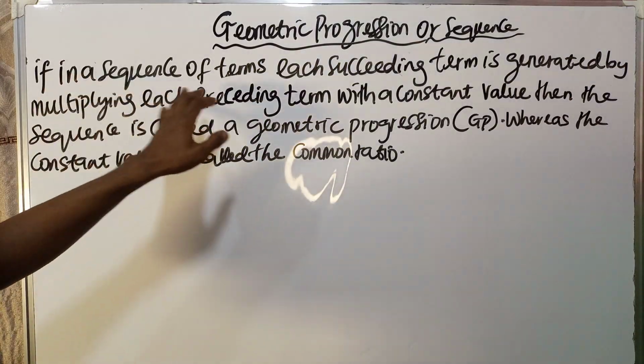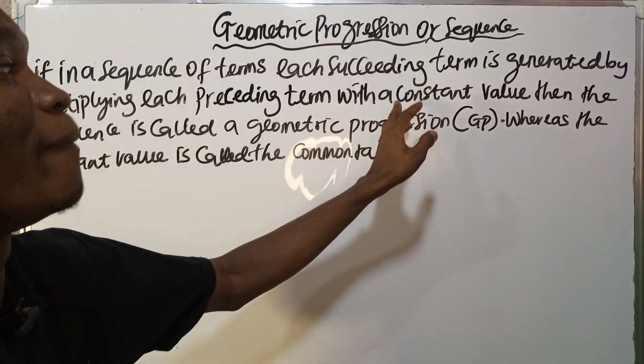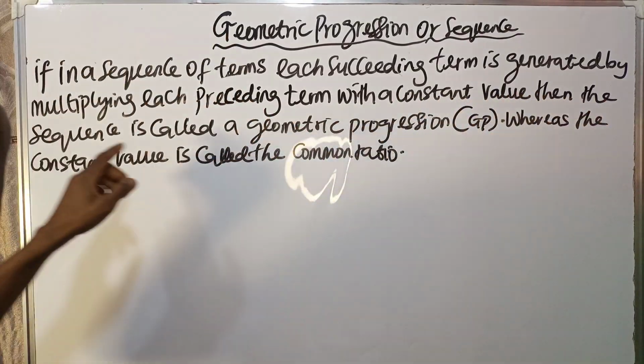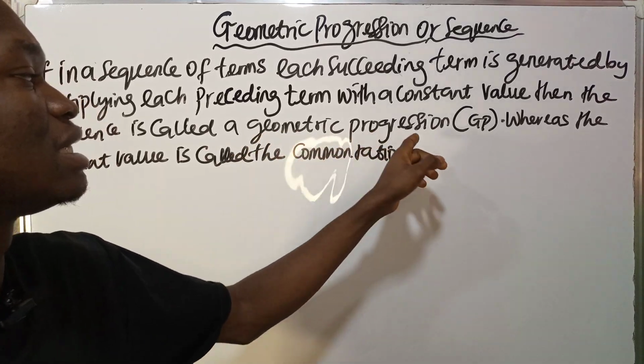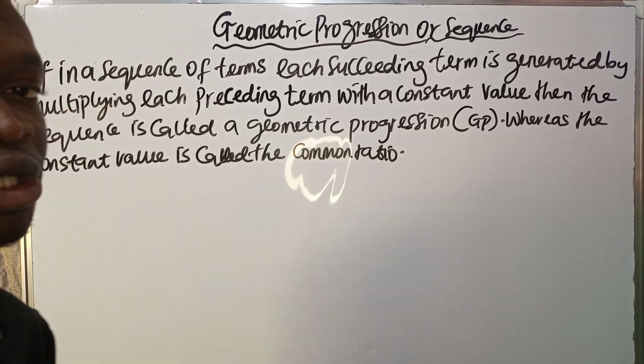They say if in a sequence of terms, each succeeding term is generated by multiplying each preceding term with a constant value, then the sequence is called a geometric progression, GP, whereas the constant value is called the common ratio.